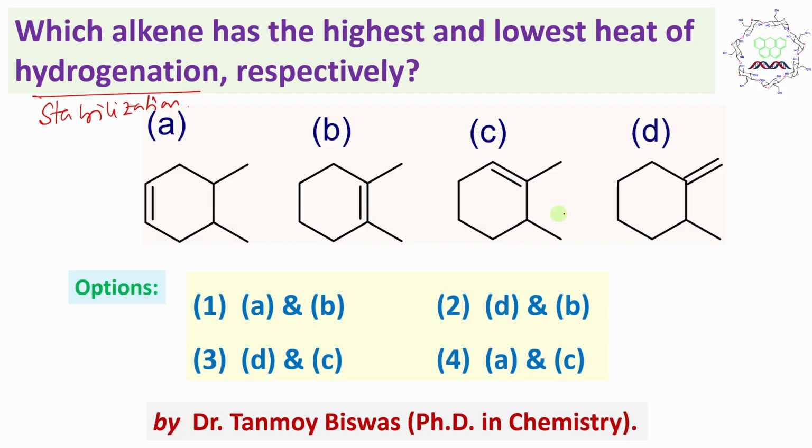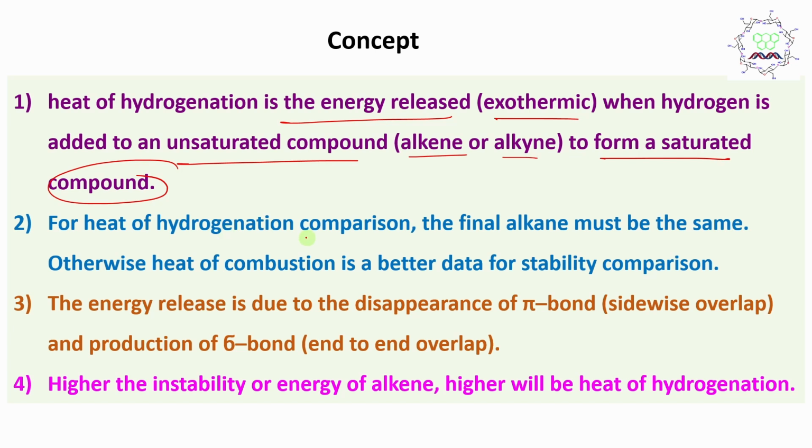When the final product is the same, you'll understand every case. Hydrogenation means if you react with one molecule of hydrogen in presence of catalyst, all will produce the same product. So in this case, the heat of hydrogenation is helpful for comparison of stability. For heat of hydrogenation comparison, the final alkane must be the same. Otherwise, the alkene stability could be compared by heat of combustion data.